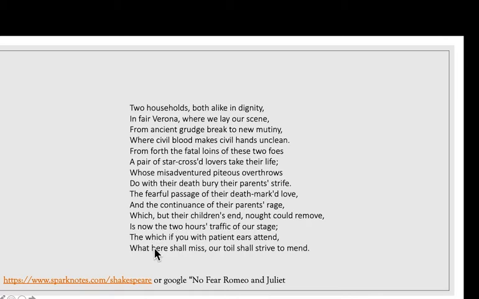The which if you with patient ears attend, so if you're patient and you're listening, what here shall miss, our toil shall strive to mend. Our hard work is going to fix what happens, is how Shakespeare kind of ends this sonnet, this little poem at the beginning of his play, this prologue.